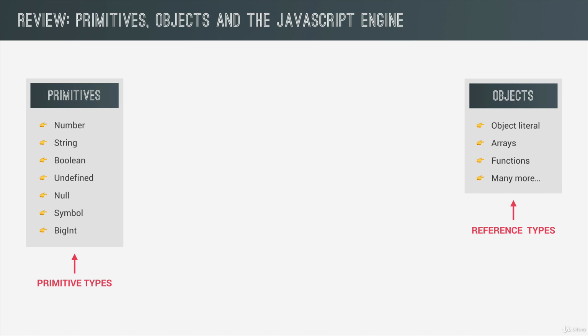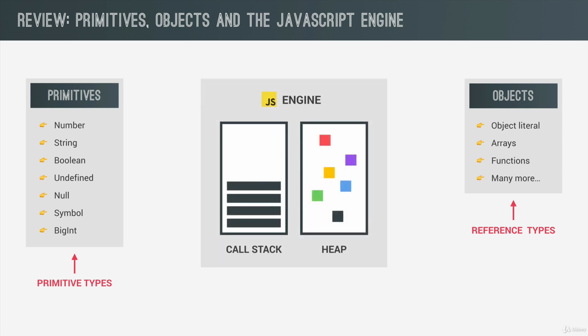Next, we need to remember about the JavaScript engine. So the engine has two components, the call stack where functions are executed and the heap where objects are stored in memory. And that's right, all our objects, or in other words, reference types, will get stored right in the memory heap. And I mentioned that when we first talked about the engine, but now you will finally learn how that actually works. On the other hand, primitives, or primitive types, are stored in the call stack.